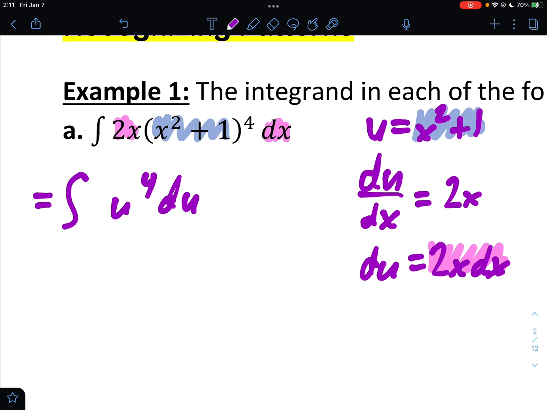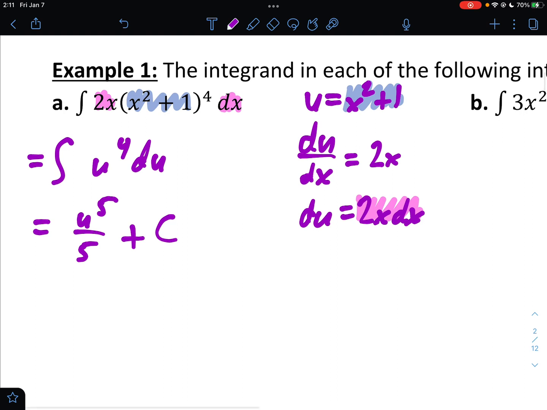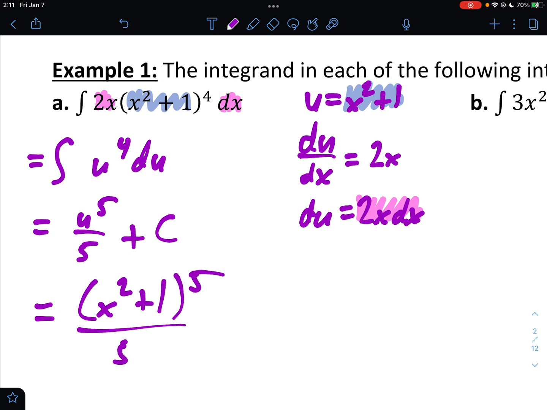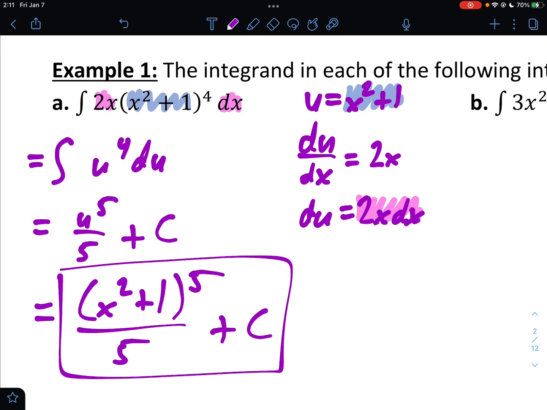All right, if we take the antiderivative of u to the 4th, that's just going to be u to the 5th over 5 plus c. And the last thing we have to do is resubstitute, or unsubstitute, I guess you can say, back in our original expression. And there we have it.